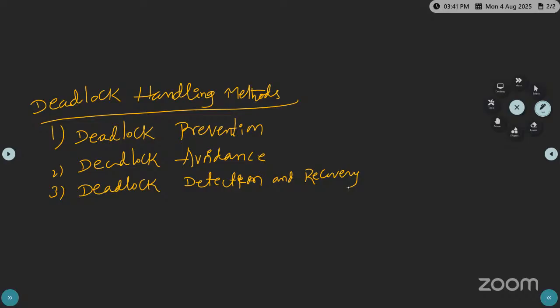Safe state means deadlock has not occurred. Is the system in a safe state? If so, if deadlock does not occur, give that safe sequence.